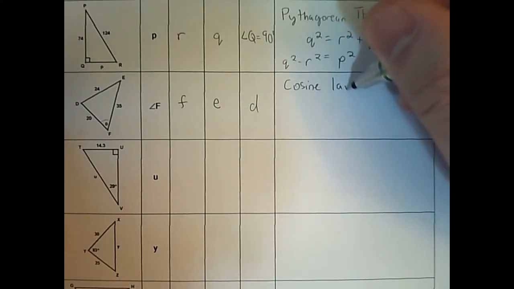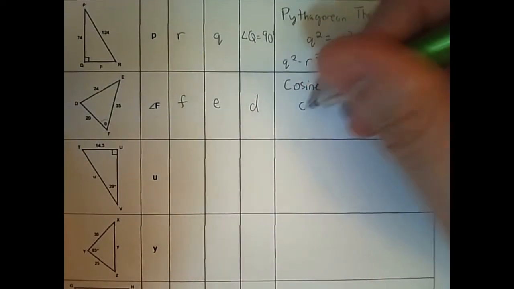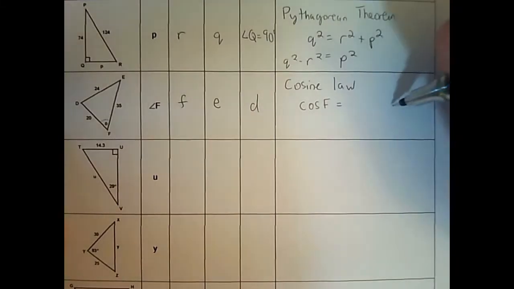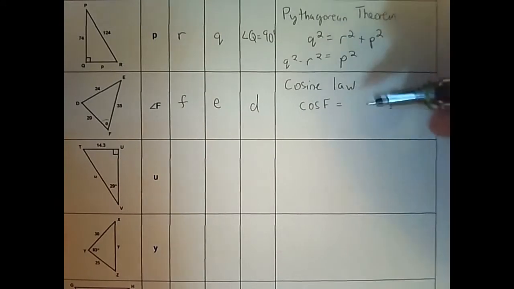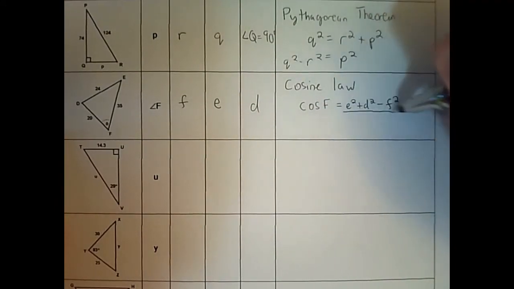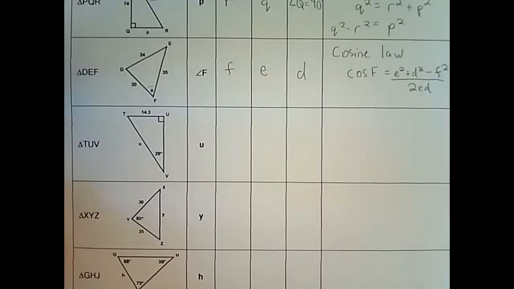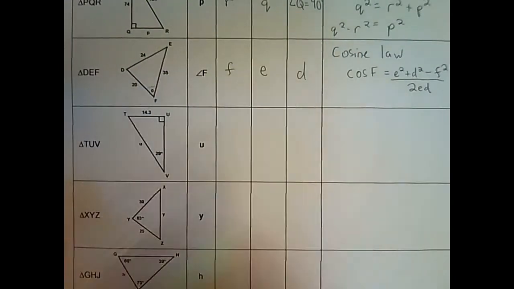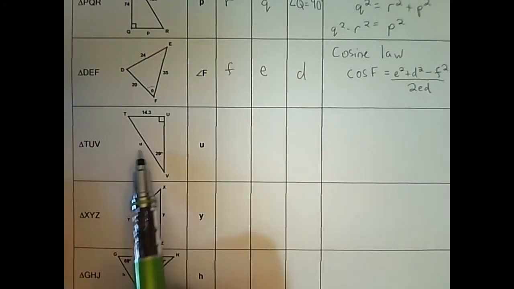cosine law. So I want to find angle F here. So for cosine law, we had cos F is equal to minus F squared at the end, because it's the opposite side of the angle. The other 2 sides are E squared plus D squared over 2ED. Alright, so for the last one, we knew 3 sides, and a not right triangle means I have to use cosine law.